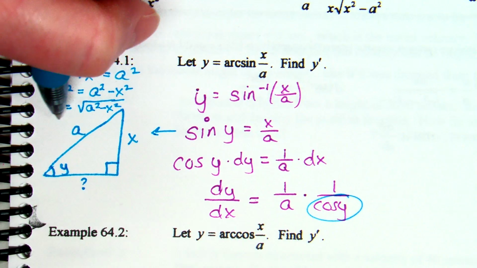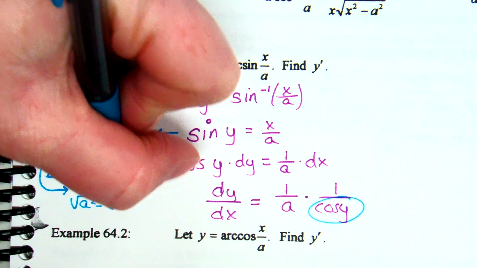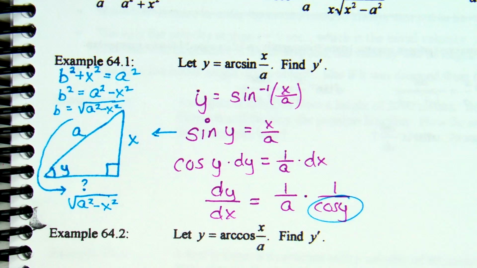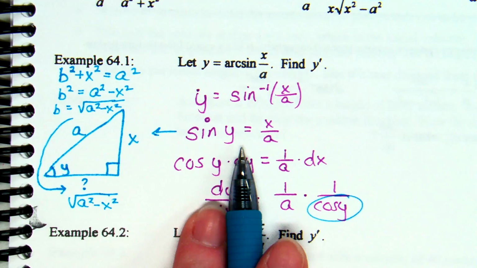So what does that tell me? This adjacent side that I need down here is the square root of a squared minus x squared. It was x over a equals sine y, I guess. Which is not what we started with, so that might have been leading you into it.